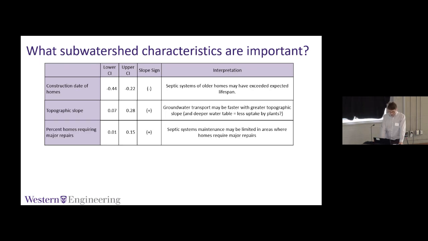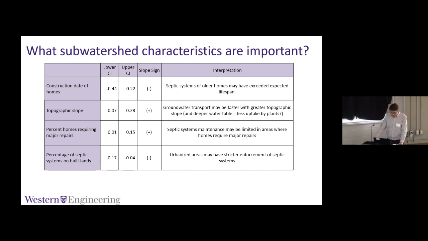Next, we saw that the percentage of households requiring major repairs exhibited a positive relationship with the septic system effluent reaching the stream, with the interpretation being that homes which are in need of major repairs, such as redoing a roof, are much less likely to prioritize maintenance of their septic system in those situations. So allocation of costs in those households may be towards more immediate or perceived immediate risk.